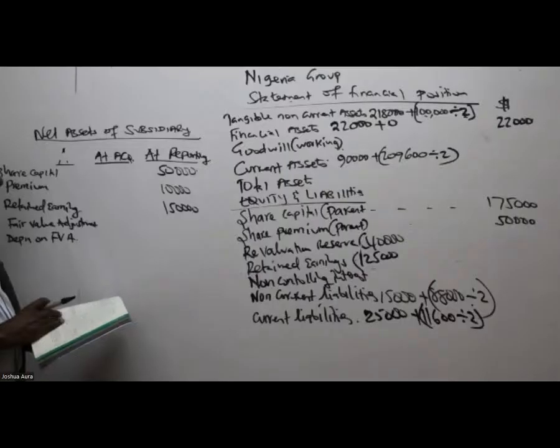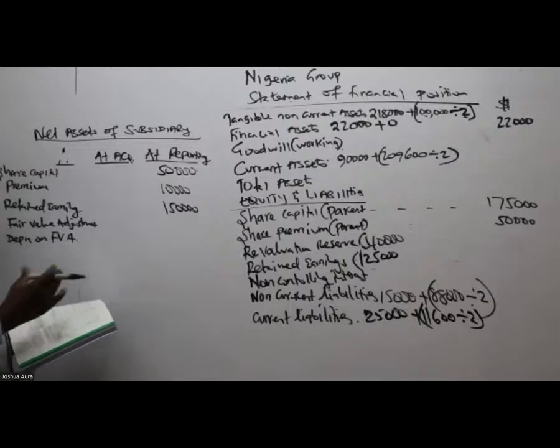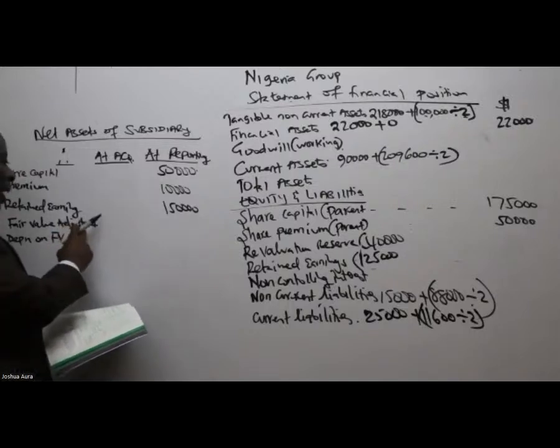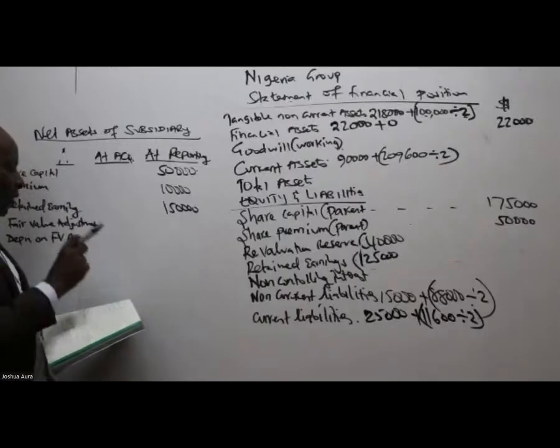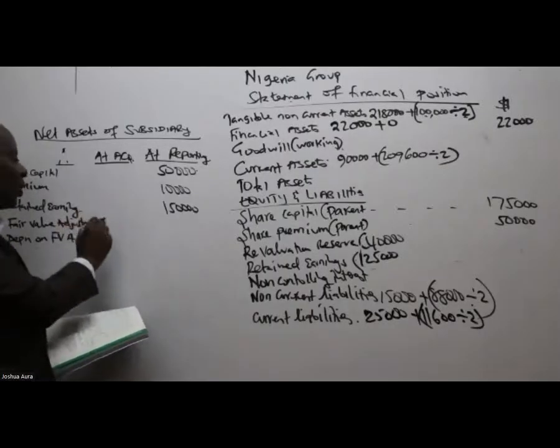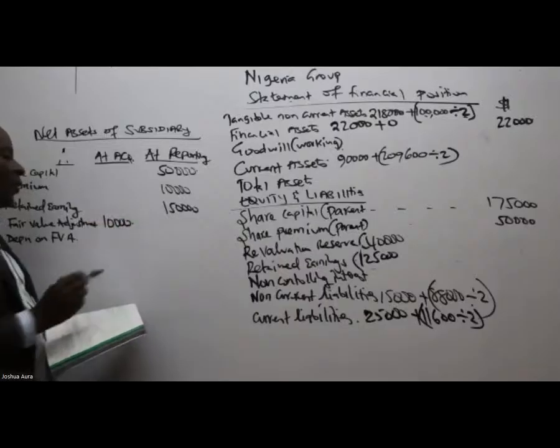And then do we have any fair value adjustment? Ladies and gentlemen, we do have the fair value adjustment. If you look at note number 2, at the date of acquisition, the fair value of Lagos non-current assets, which at that time had a remaining useful life of 10 years, exceeded their book value by DN 10,000. So the fair value adjustment at acquisition is 10,000.